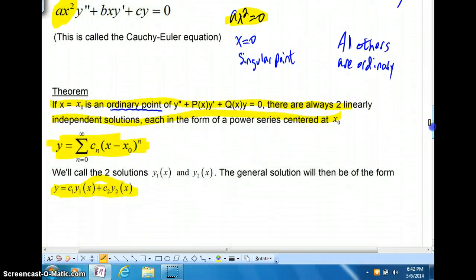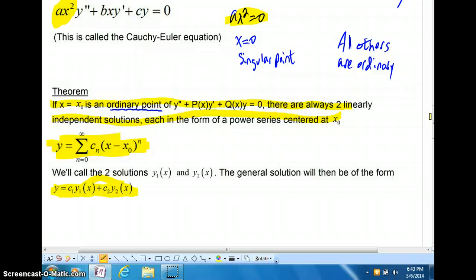Well, what's so special about ordinary points? If you have an ordinary point, x naught, and if you've divided out your lead coefficient, there are always two linearly independent solutions, each in the form of a power series centered at x naught. You call your two solutions y1 and y2.